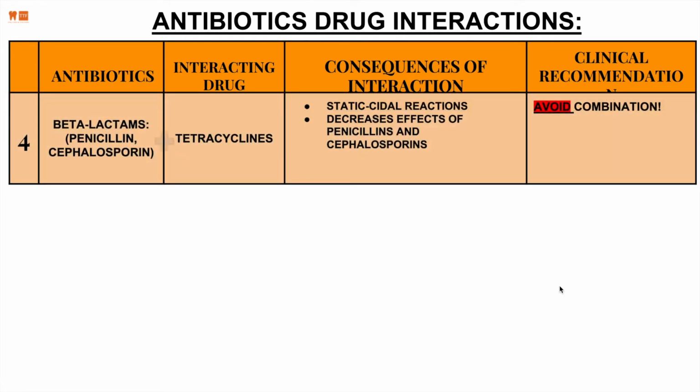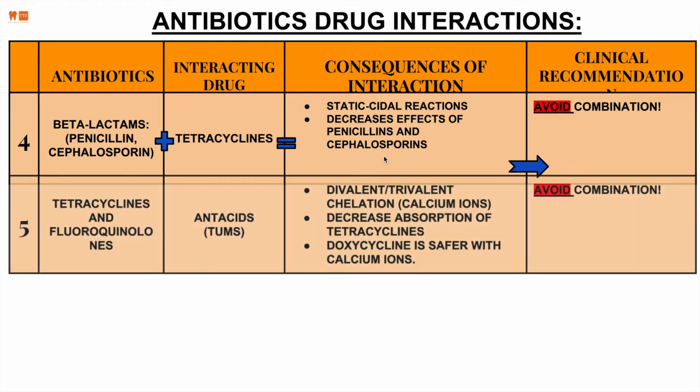Penicillin and cephalosporins, when mixed with tetracycline, will lead to a static-cidal reaction, leading to decreased effects of penicillin and cephalosporins. Now, what does that mean? In pharmacokinetics and pharmacodynamics, there is a concept of static-cidal reaction. From our antibiotics video, we know that tetracyclines are static, and we know that penicillins and cephalosporins are cidal drugs. When both of them are mixed together, they counter each other, which means there will be decreased effects of the penicillin and cephalosporins. Therefore, we avoid the combination of the two antibiotics.